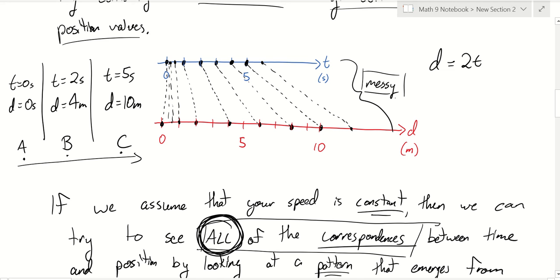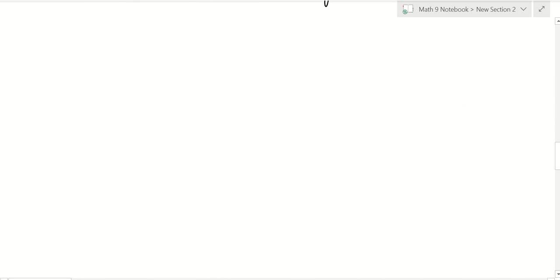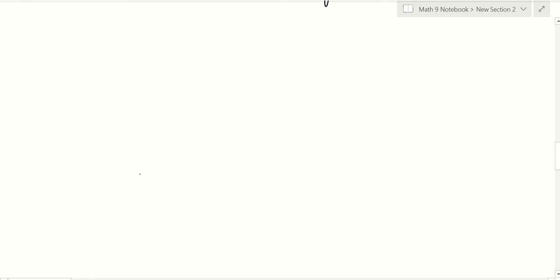So here is the solution. Here is the big solution to our problem. And this is a solution that is going to allow us to show all of the correspondences between time and position. So here's the solution. The solution is, we're still going to take a time axis, or a number line that represents time values in seconds.